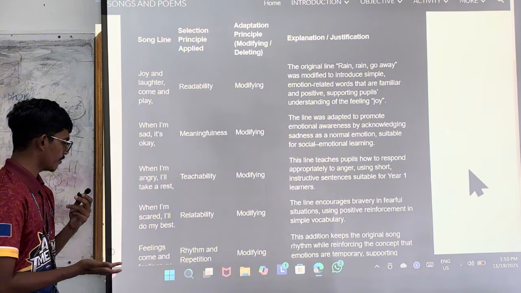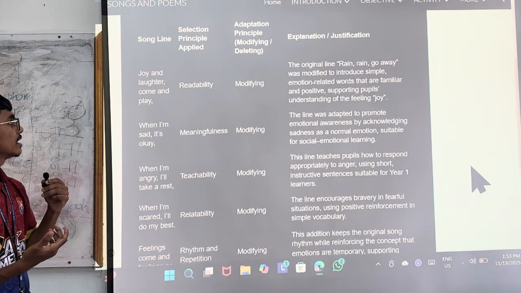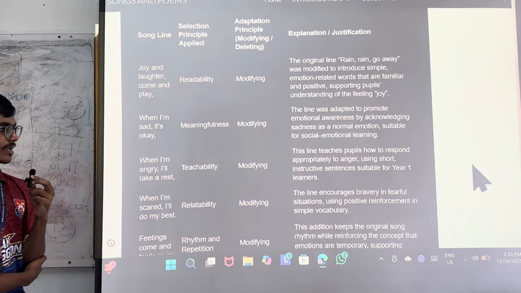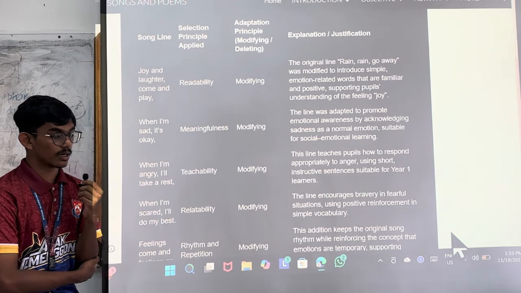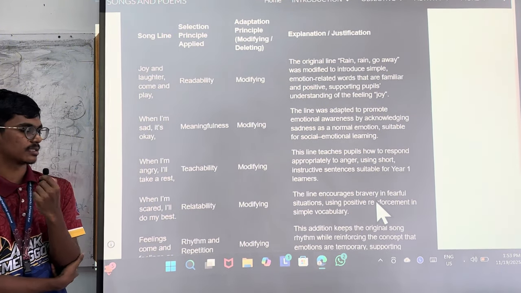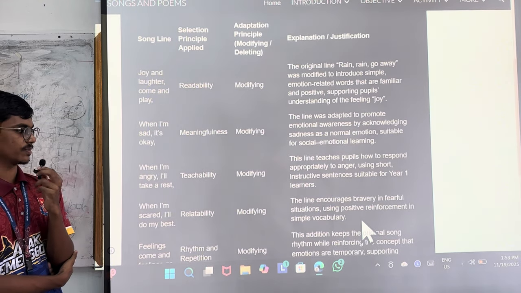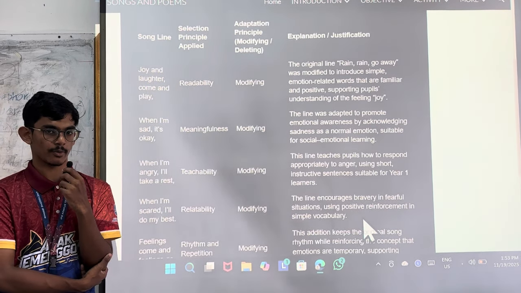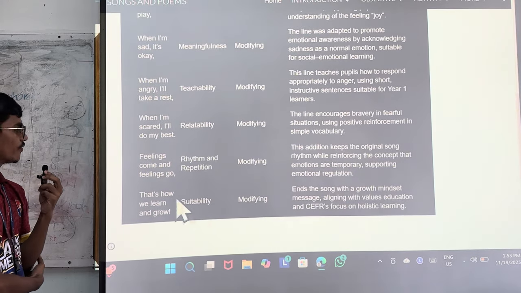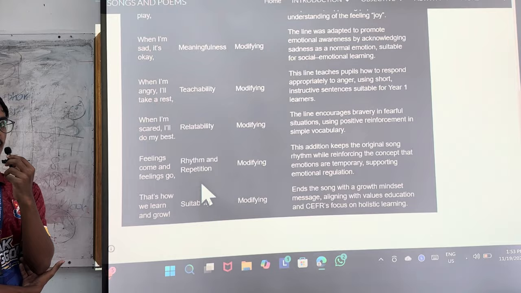And the fourth line is "When I'm scared, I'll do my best," which the selection principle applied is relatability. This line is also modified, and this line encourages bravery in fearful situations using positive reinforcement in simple vocabulary for year 1 learners. And the fifth line is "Feelings come and feelings go," which shows rhythm and repetition.